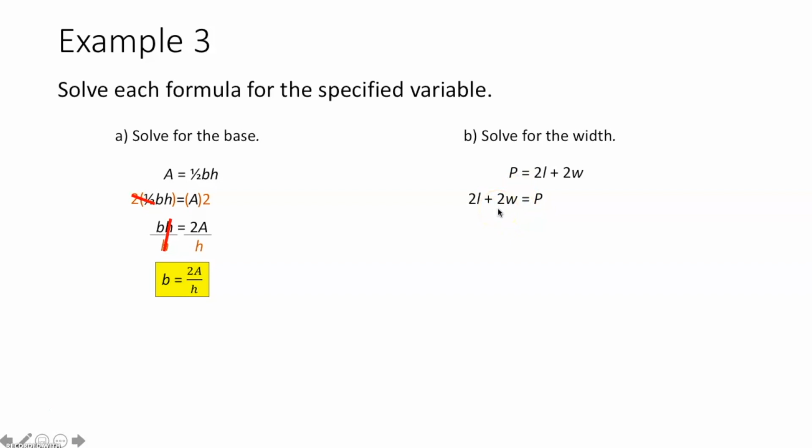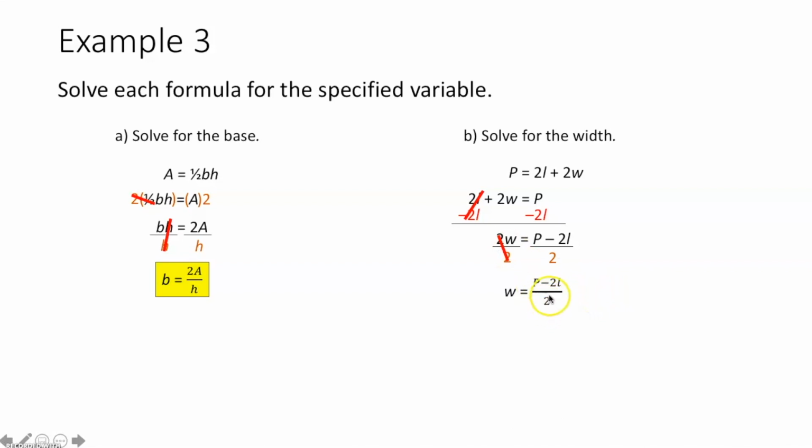Step 3, constants and other variables to the right. So you start with anything added or subtracted to your variable, W, so that would be this 2L is added to it. Since it's positive 2L, to move it to the other side, we do the opposite. We subtract 2L from both sides. Now you could write this as P minus 2L over here, or negative 2L plus P, either way. Again, we want W by itself. Since it's 2 times W, we do the opposite, the inverse. We divide both sides by 2, and we get W is equal to P minus 2L over 2.